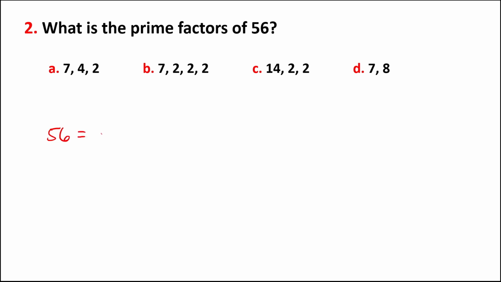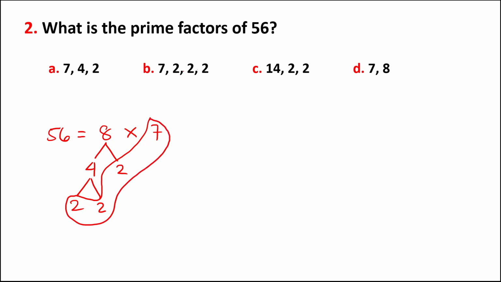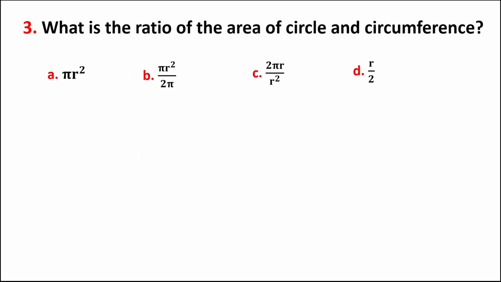Since 56 is equal to 8 times 7, and 8 is 4 times 2, and 4 is 2 times 2. So the prime factors of 56 are 7, 2, 2, and 2. Then for this problem, what is the ratio of the area of the circle and the circumference?